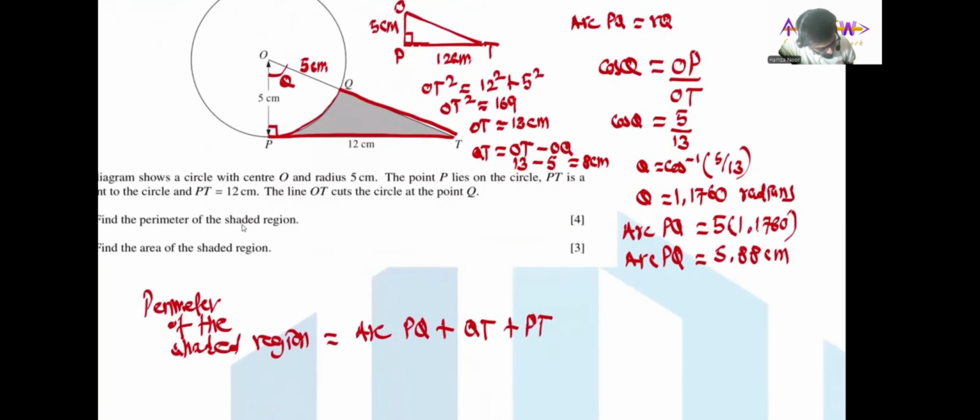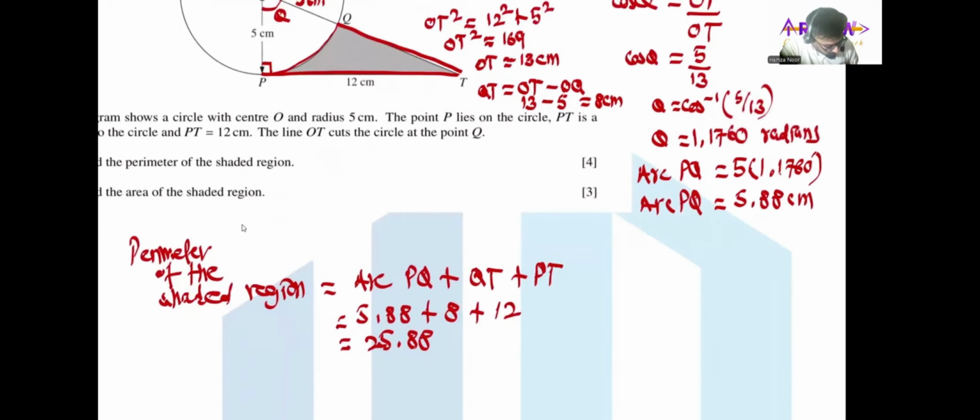Okay, so arc PQ is 5.88 centimeter, the length QT is 8 centimeter, and the length PT is given to us as 12 centimeter. So 5.88 plus 8 plus 12 is 25.88 centimeter, and correct to three significant figures, our answer will be 25.9 centimeter.